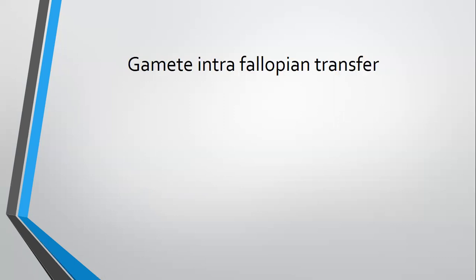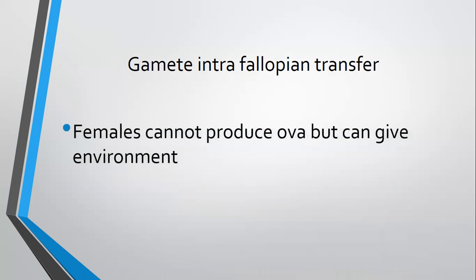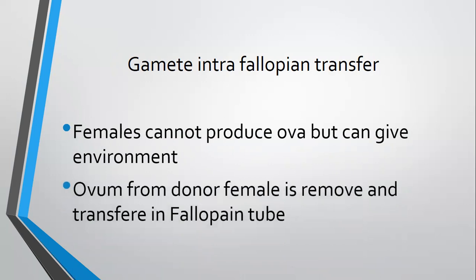Now then, gamete intrafallopian transfer. What happens in this case of mother? They cannot produce ovum, but they are healthy enough to carry the child. Females cannot produce ovum, but can give an environment for the developing baby. So in this case, ovum from other donor females is taken and transferred into the fallopian tube. At the same time, sperms are also transferred and fertilization will take place.